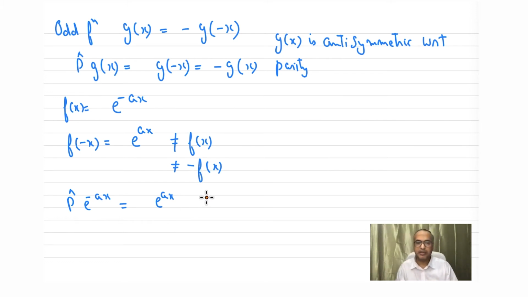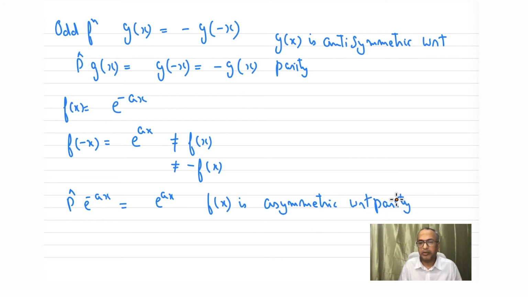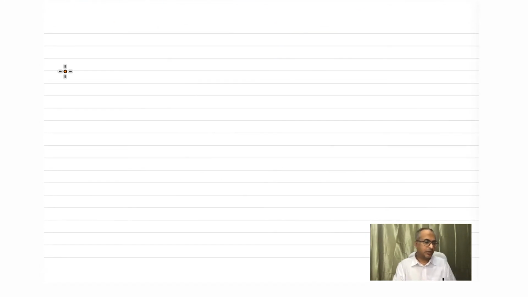So we can say that this particular function is asymmetric with respect to parity. This should be clear, right? This should be easy to grasp. Okay. So now let's come back to the first condition.